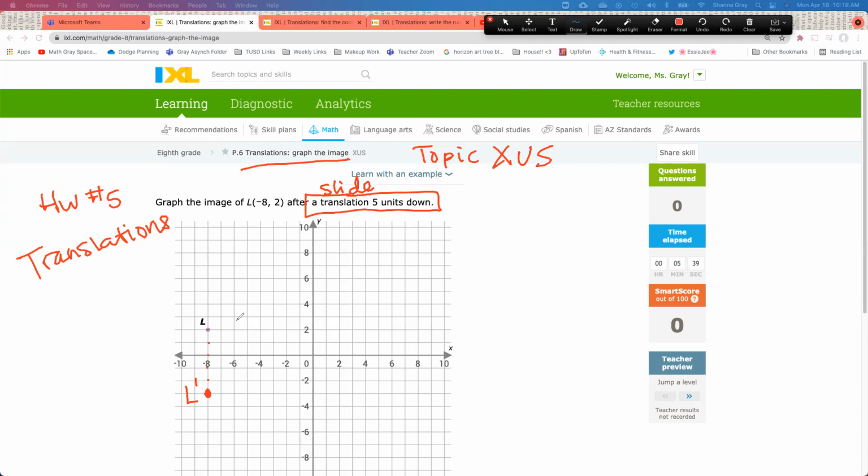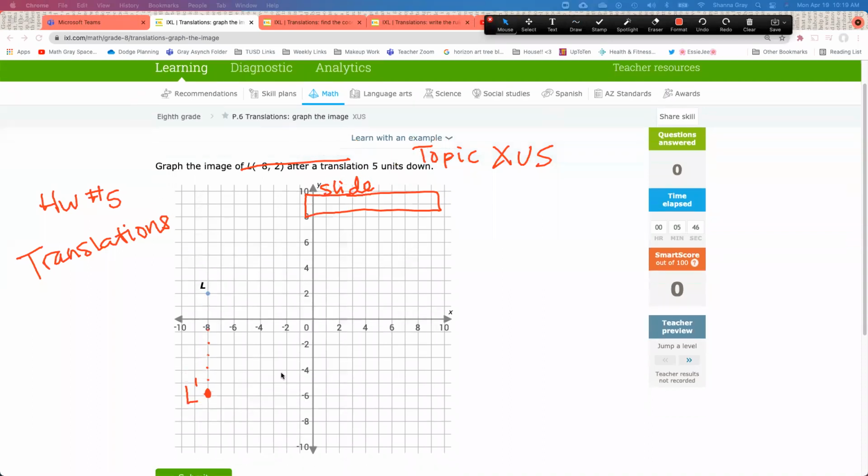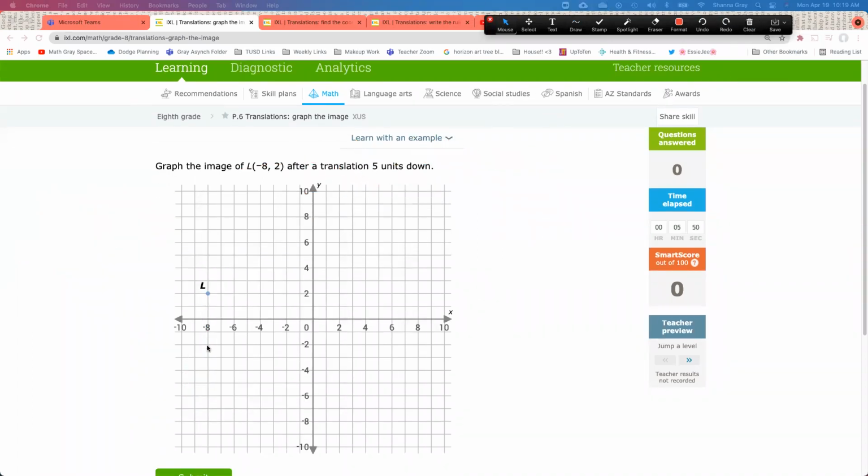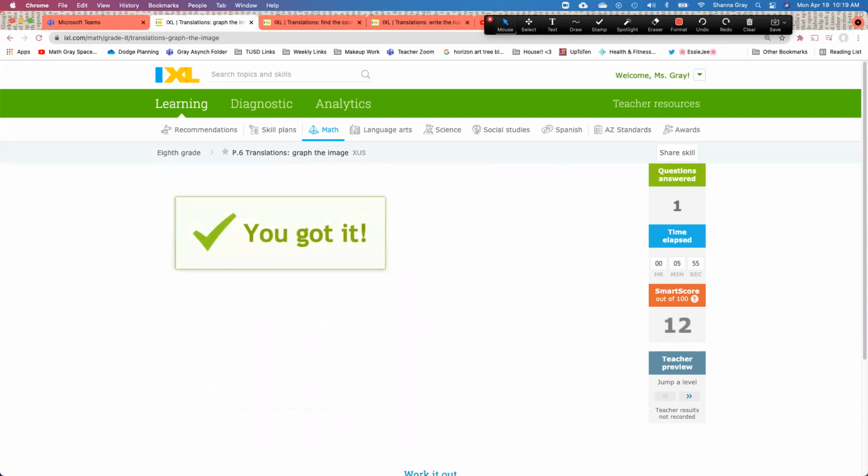It's going to have you choose that point with your mouse. I wrote it on with my pen, but I'm going to erase all that actually. And so that's 1, 2, 3, 4, 5. So I end up there, and then you just submit it.